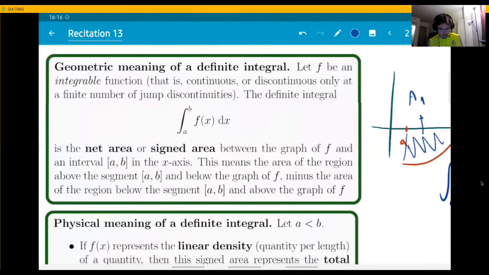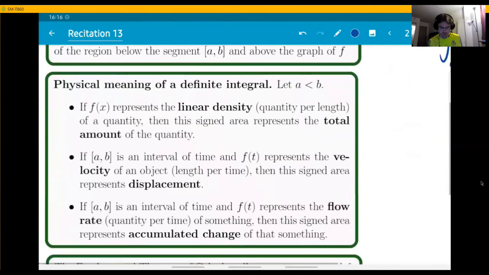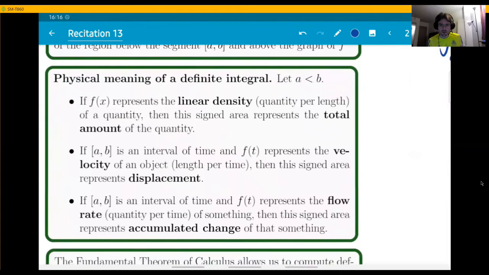Okay, so we also have a physical meaning, the reason why it's useful. Basically, you want to think about it as a total change or accumulated change of something. So suppose you have the numbers a and b, a is less than b as usual. And then you have a couple different interpretations here. When the function represents linear density of something, which is quantity per length, then the signed area, the integral, represents the total amount of that thing.